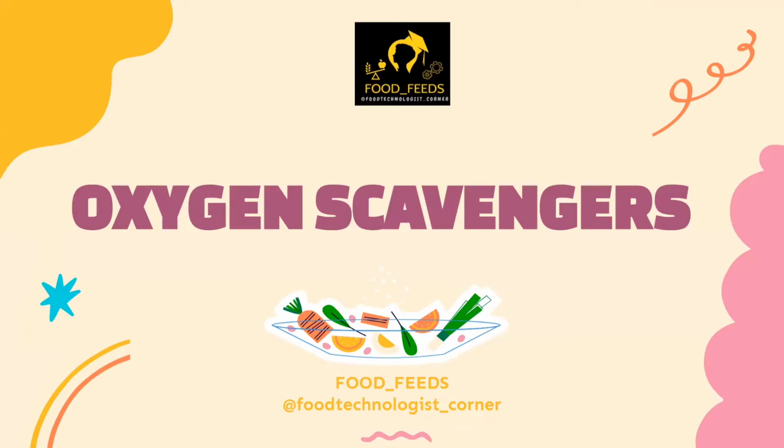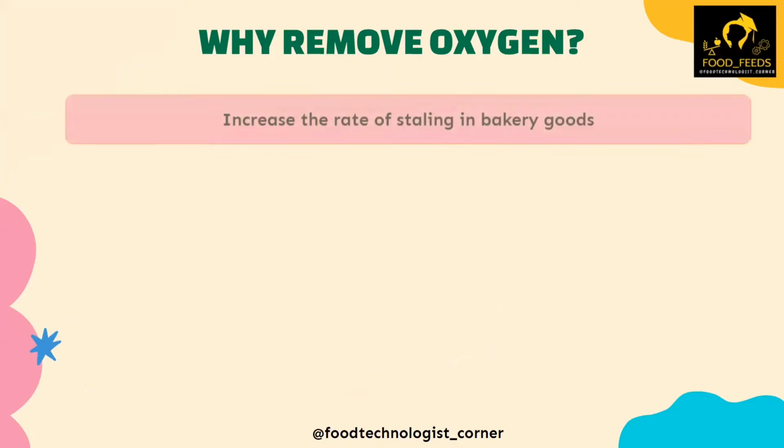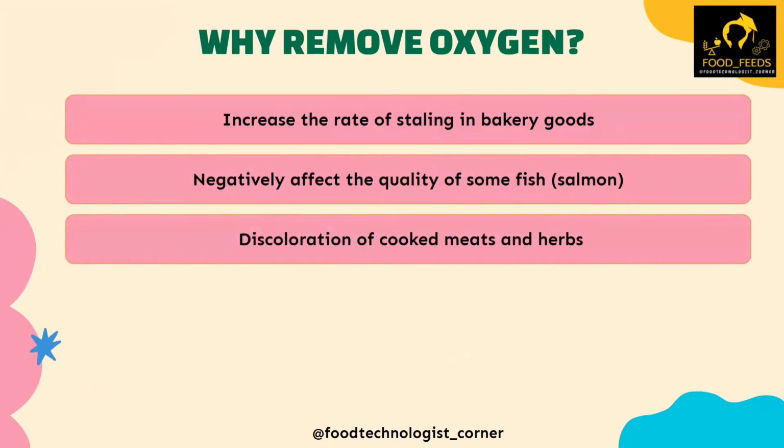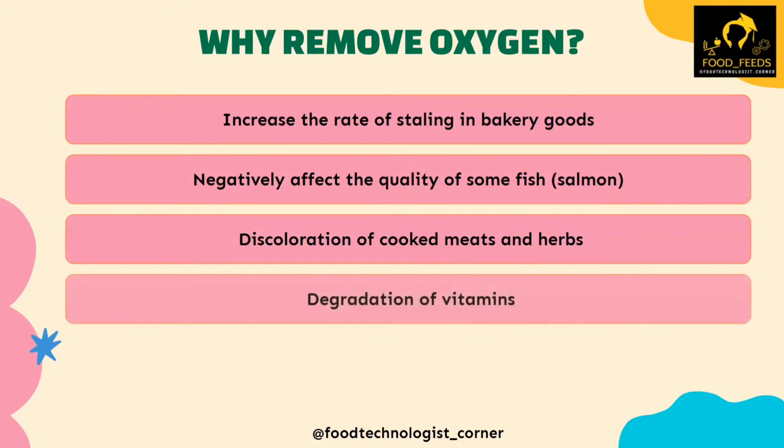As I said, first we need to know why we need these oxygen scavengers. Oxygen can have a detrimental effect on different food products. The first reason to remove oxygen is that it increases the rate of staling in the case of bakery food. That is why you saw in the table that oxygen scavengers have a major application in bakery goods, because oxygen increases the rate of staling. It also has a negative effect on the quality of some fish. It also contributes to the discoloration of cooked meats and herbs. And it also helps in the degradation of vitamins.